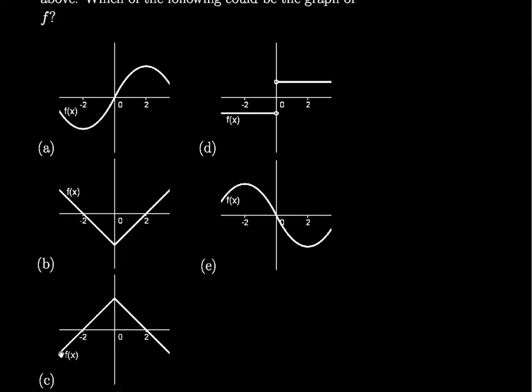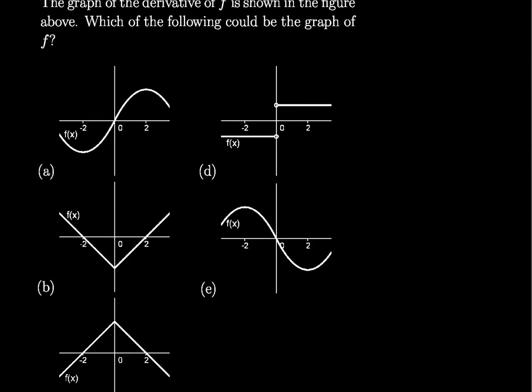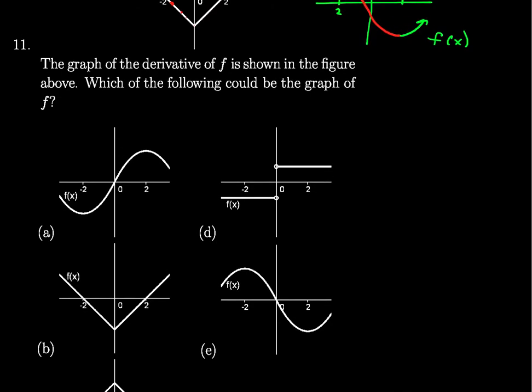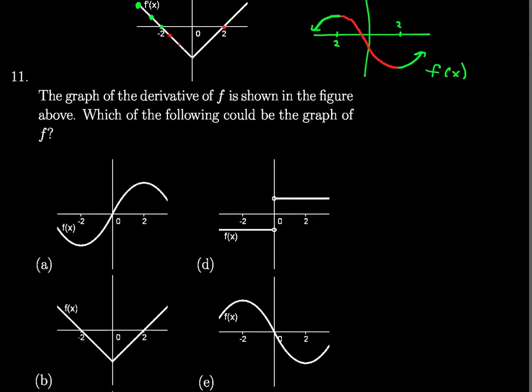C, it starts sloping up, that's fine, but it never evens off and starts sloping down here. So we don't have the changing slopes. We have a constant slope, which means my derivative should have been a horizontal line. That's not the case. Okay.